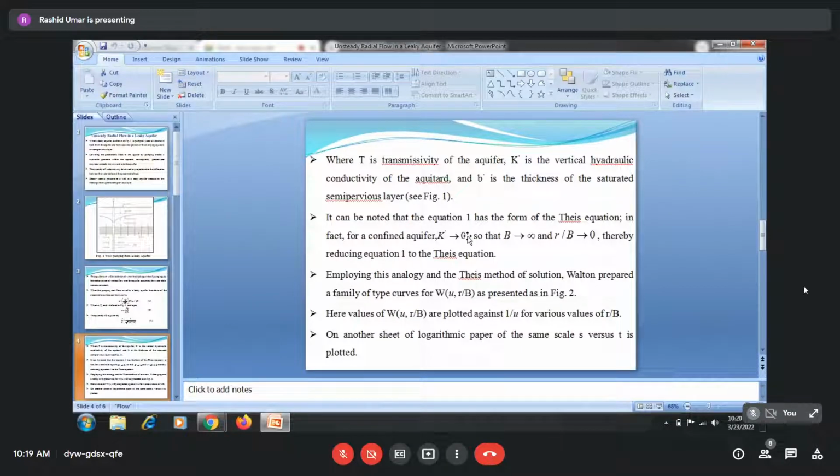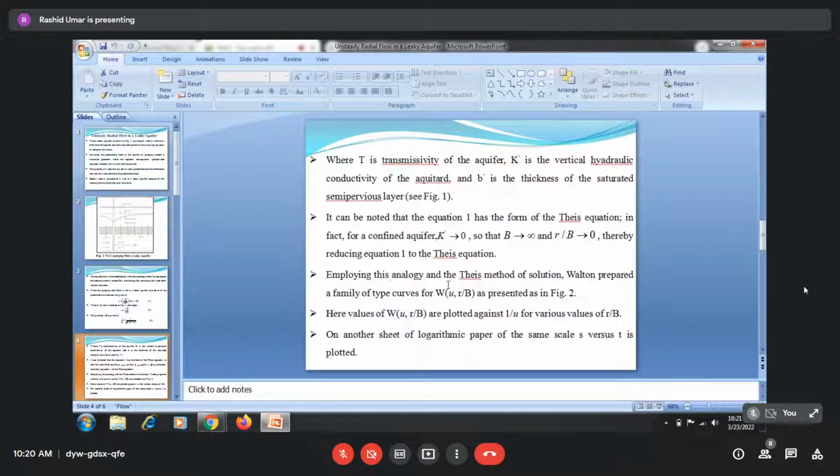This is what he has tried to explain: in case of confined aquifer, we consider that it is overlain and underlain by impervious layers which have 0 hydraulic conductivity. If the hydraulic conductivity is 0, that means no flow will be taking place. So the leakage factor will be infinity, and R by B will become 0. So if this condition is there, it reduces to S is equal to Q upon 4 pi T W.